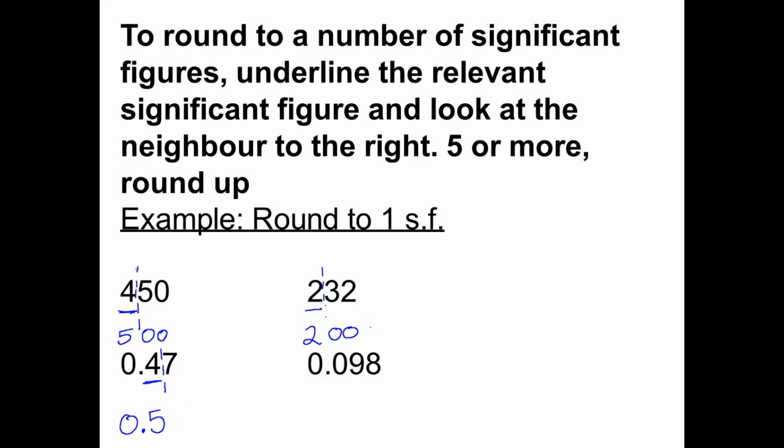Lastly, 0.098. I underline the first significant figure, which is 9. Dotted line, the 8 tells the 9 in the hundredths column to round up. 9 hundredths plus 1 hundredth is 10 hundredths, which is a tenth. So that will actually make 0.1. Remember, if a 9 rounds up, it will increase the number in the left column by 1. So we have 0.1 and we leave our answer as 0.1 because we're rounding to one significant figure.